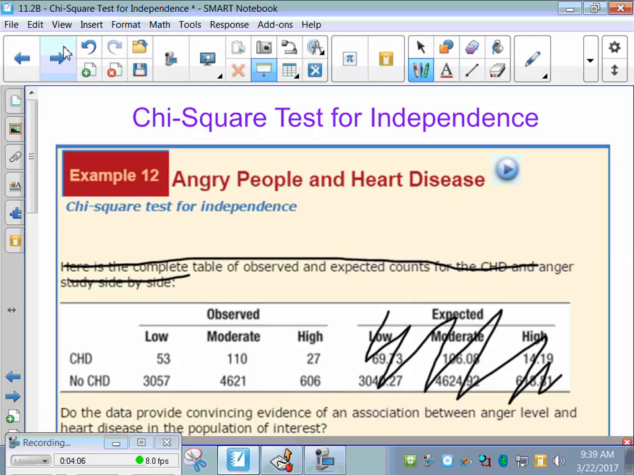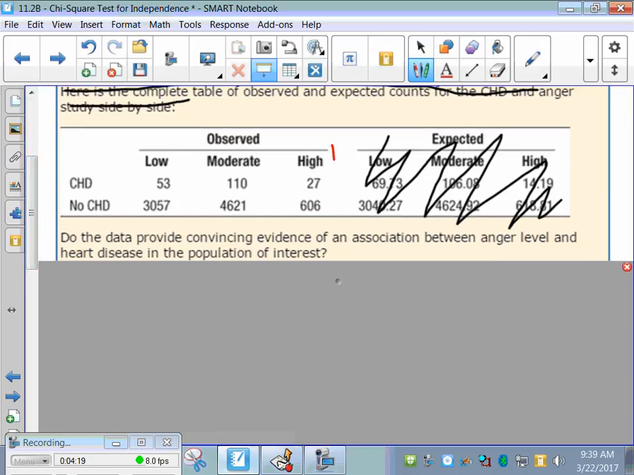They broke this up into pieces, but I decided you guys can handle it as one big test since it's basically the same as yesterday. All right, you're welcome. So we've got our lovely table. Now, if they don't give you all the totals, remember you need to find all the totals, which they did in the last page. But remember, if they don't, go ahead and add your rows and add your columns and add your total. And then do the data provide convincing evidence of an association between anger level and heart disease?